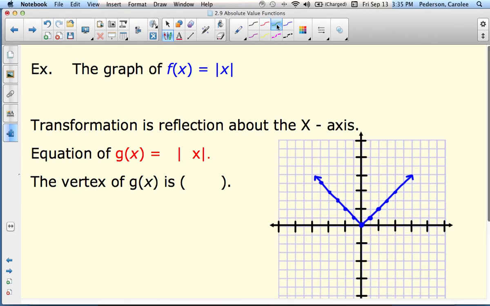Now it's a reflection about the x-axis. So that's your horizontal axis. If you create a horizontal line and you reflect it, what happens is this V flips direction going down. The origin is still the critical point, 0, 0, but now my negative is in front of the function. Notice again the difference between the two functions.